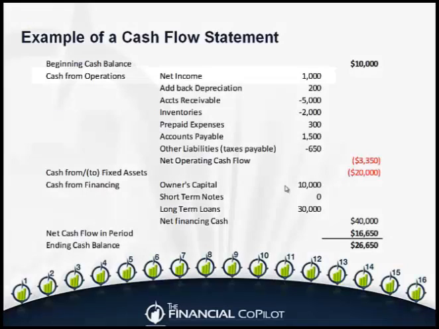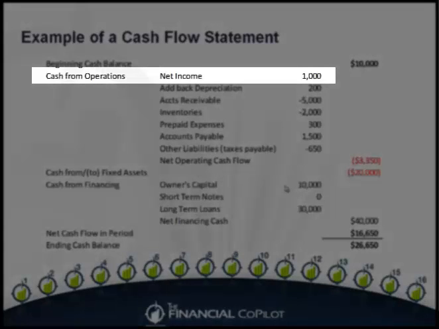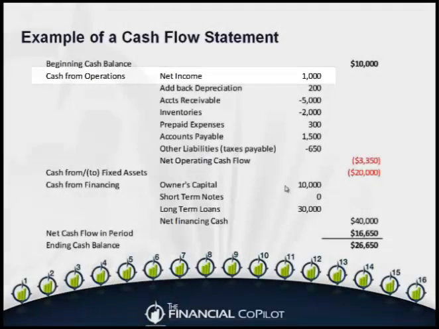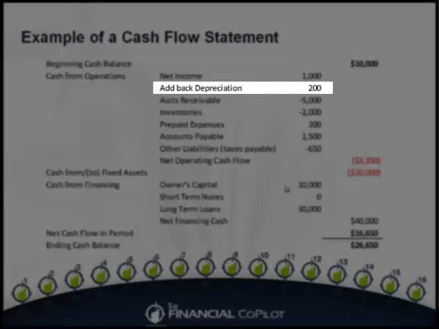Okay, so let's start at the top. Net income was $1,000 in this case. That means that your company was profitable during the period to the tune of $1,000. That net income number comes from the very end or the last line of the P&L statement. So from the profit and loss, we get this $1,000 number, and this is saying that your company was profitable to the tune of $1,000. So that's $1,000 in. Next, it says add back depreciation of $200.